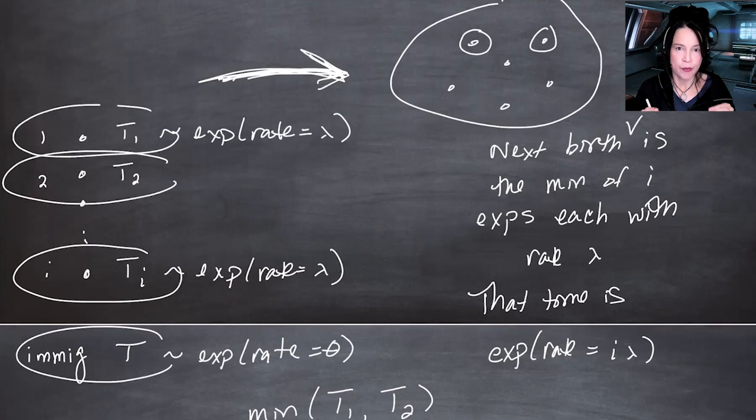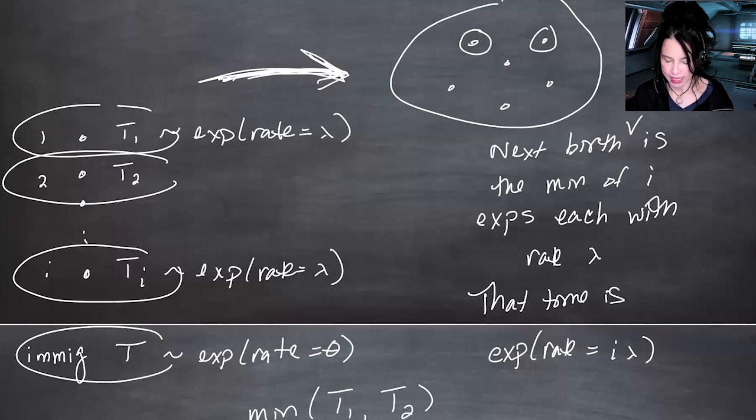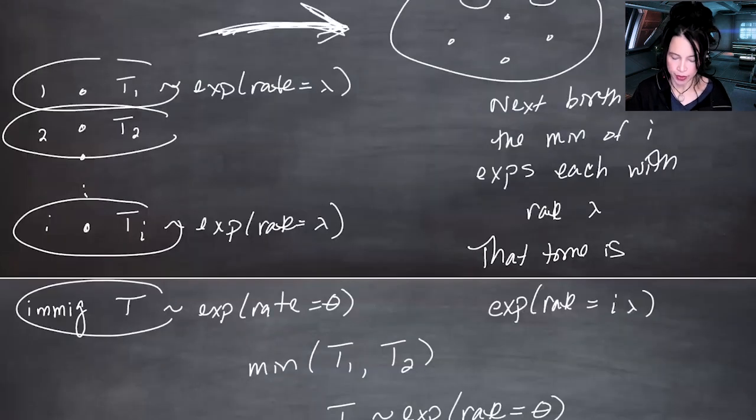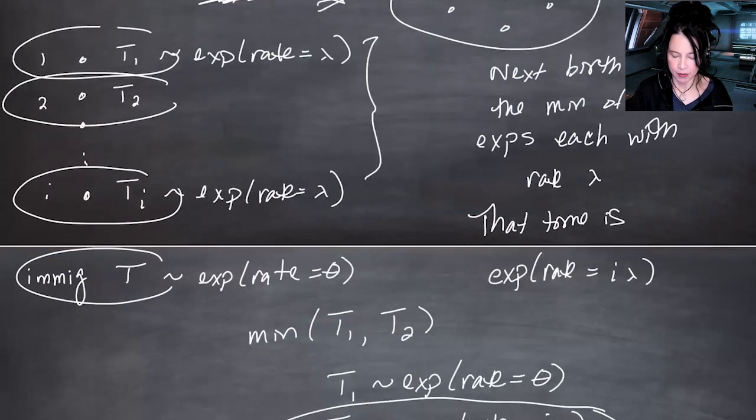So when is the time that the population increases by 1? It's whatever happens first out of those I plus 1 things. We're comparing I plus 1 exponentials with different rates, and the minimum of those is exponential with rate equal to the sum of the rates. So if you sum up all these rates, you have I times lambda, and then you have another theta here. So you get I lambda plus theta.